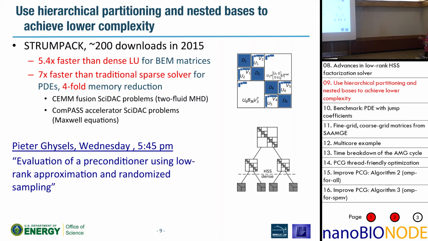For example, for BEM matrices, we have observed over 5 times faster than the traditional LU. For sparse problems, those are relatively difficult problems from SciDAC applications, like the nonlinear MHD equations and accelerator Maxwell equations, we have seen over 7 times faster than traditional sparse LU, and a significant reduction in memory. This was discussed in detail in Peter's talk yesterday, and we also have a number of papers which you can download to see the details.